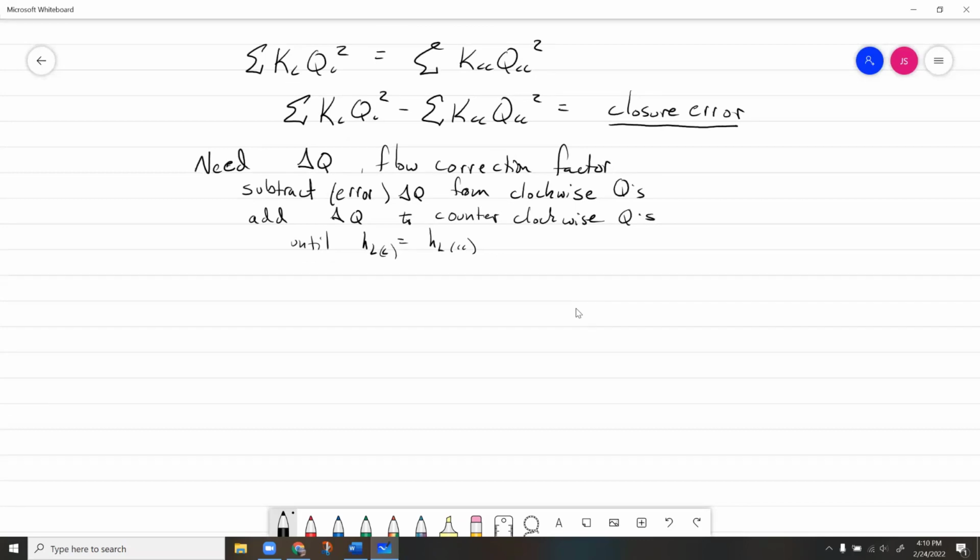And then, so the idea is we'll go back to that initial loop equation where we have the sum of our KCs. And in this case, we're going to say we have some actual value, QC, the Q in that clockwise direction. We don't know what that is, and we're trying to calculate that. But we're going to end up with some error term because our initial guess is off. And so we're introducing that error term in there.